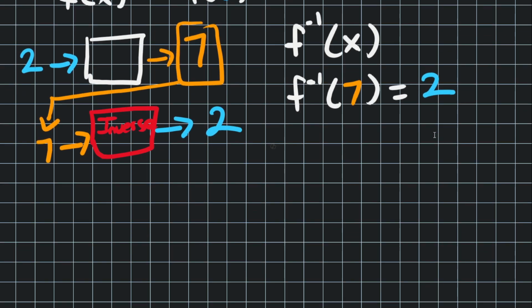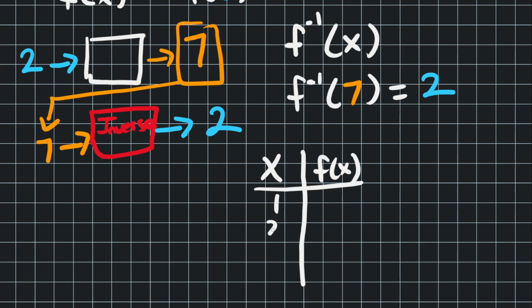So let's go through an example with a table. Let's say we had this table down here with x and then f of x. Let me just erase that and draw the table. So 1, 2, 3, 4 for x. 1, let's say it was 5. 2 is 7. Let's say 3 is 9, and 4 is 11. So we have this table right here for f of x.